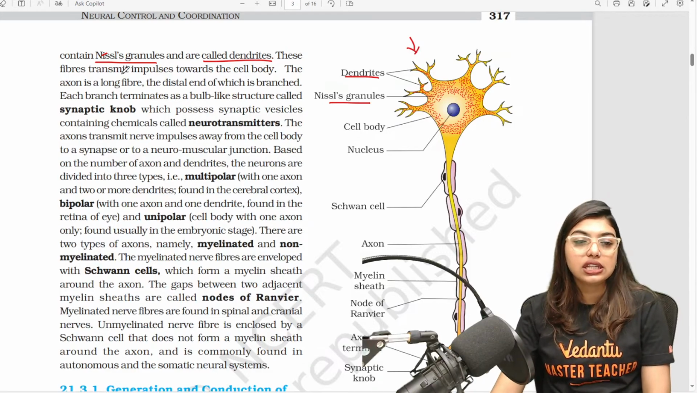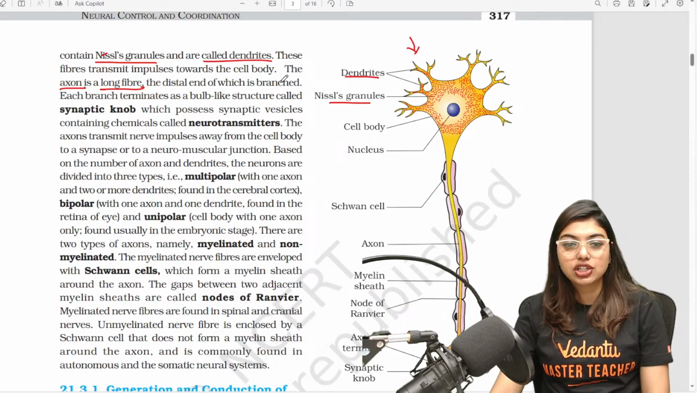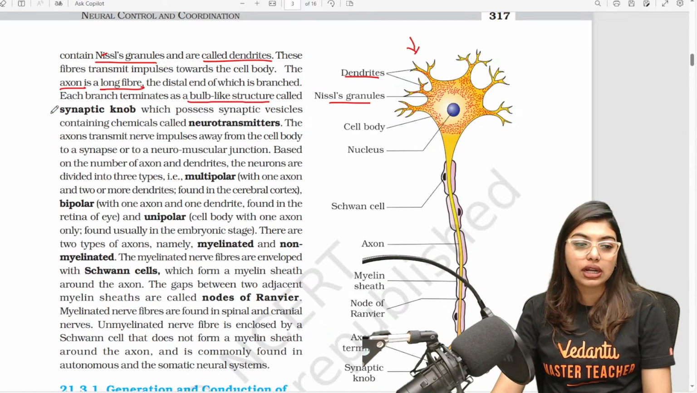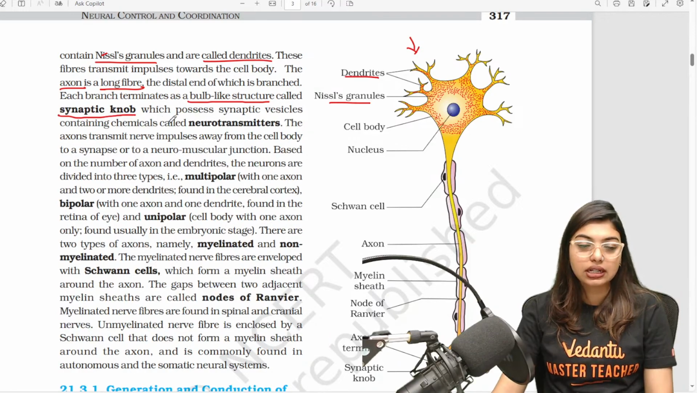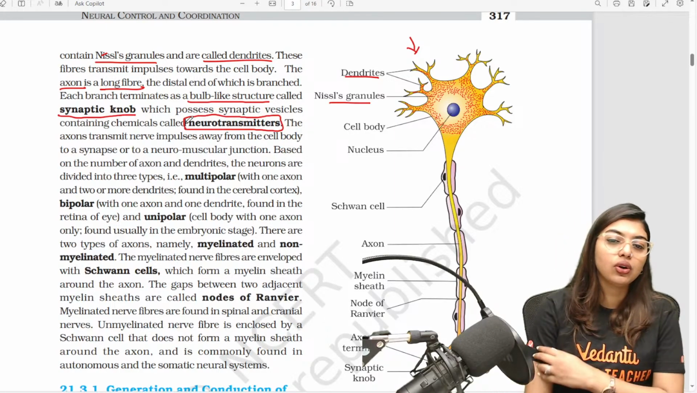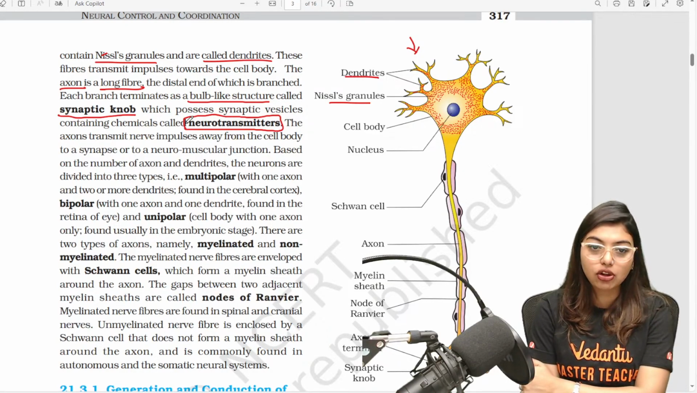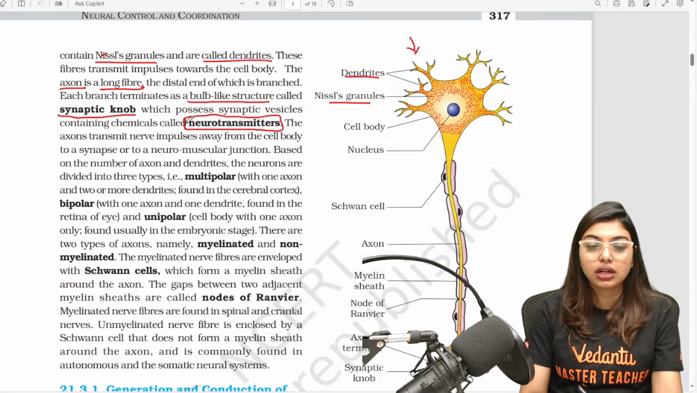Now look here, these fibers transmit impulses towards the cell body. The axon is a long fiber, the distal end of which is branched. Each branch terminates as a bulb-like structure called the synaptic knob, which possesses synaptic vesicles containing chemicals called neurotransmitters. So the end of the axon is a bulb-like structure called the synaptic knob, which will have the chemicals called neurotransmitters.